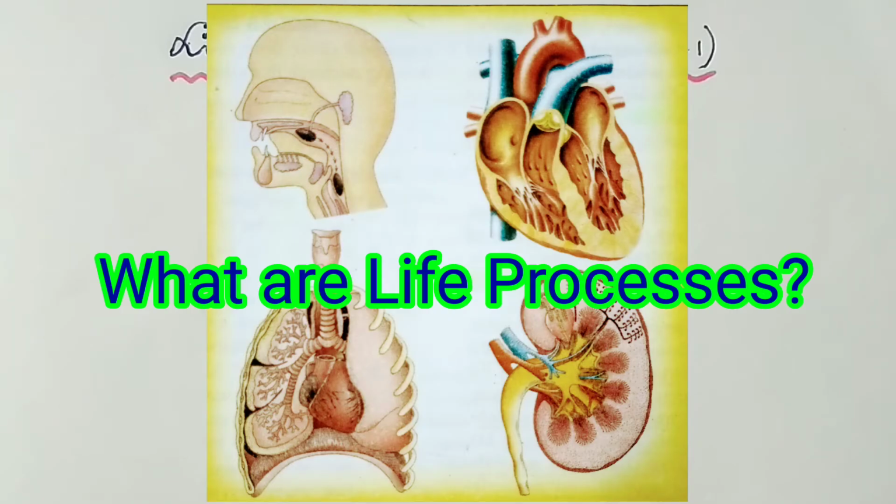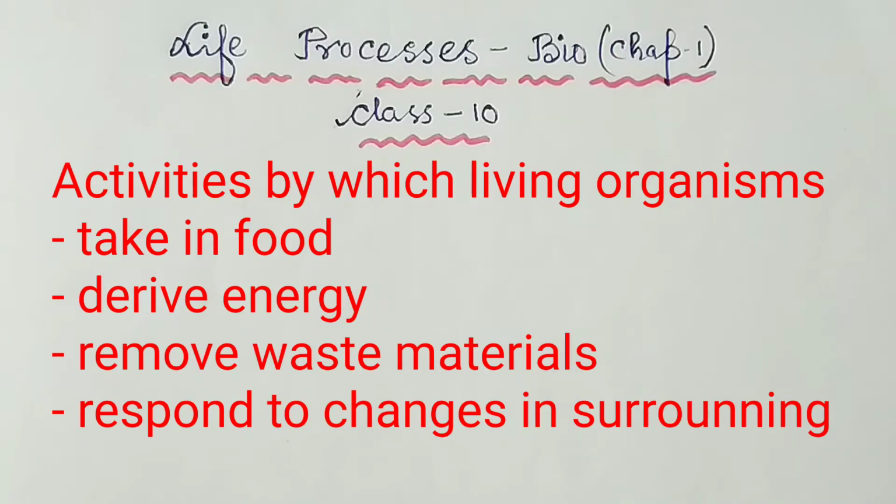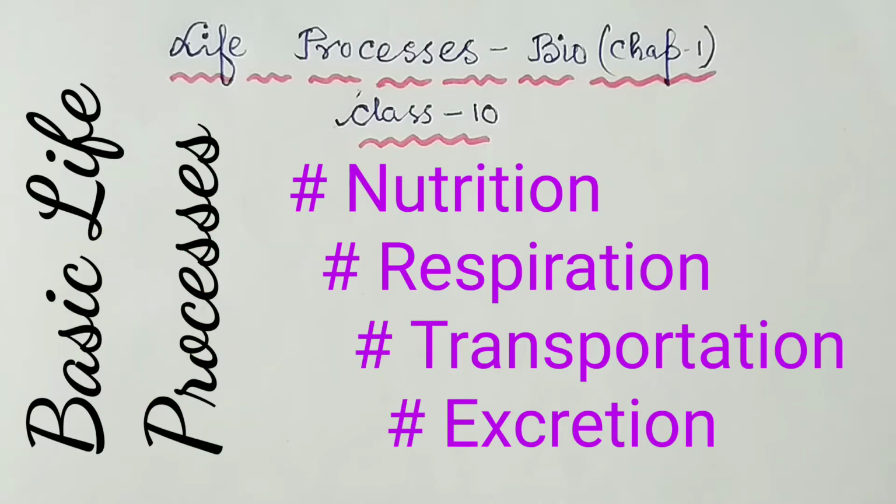Now before starting this chapter, we must know what life processes are. The activities by which living organisms take in food, derive energy, remove waste materials from their body and respond to changes in the surroundings are called life processes. In this chapter we will discuss basic life processes such as nutrition, respiration, transportation and excretion.